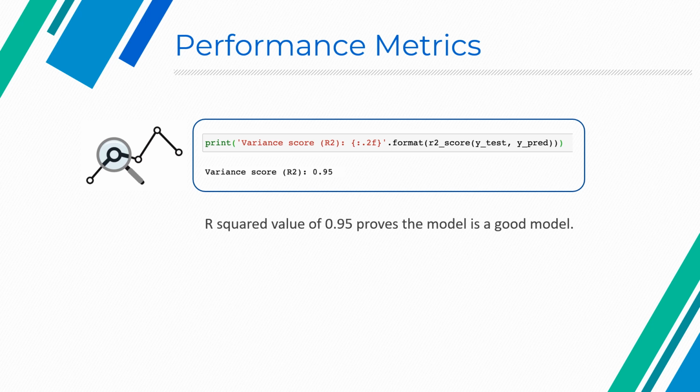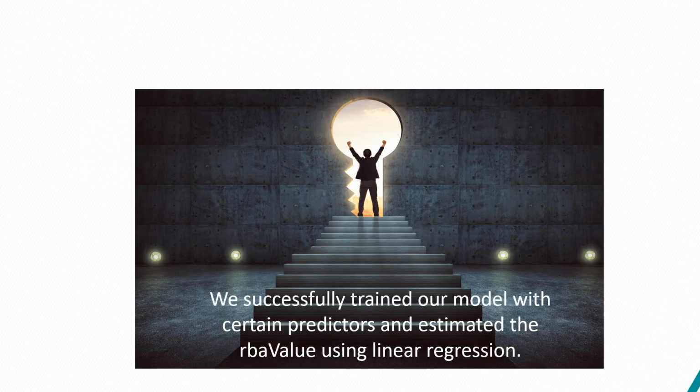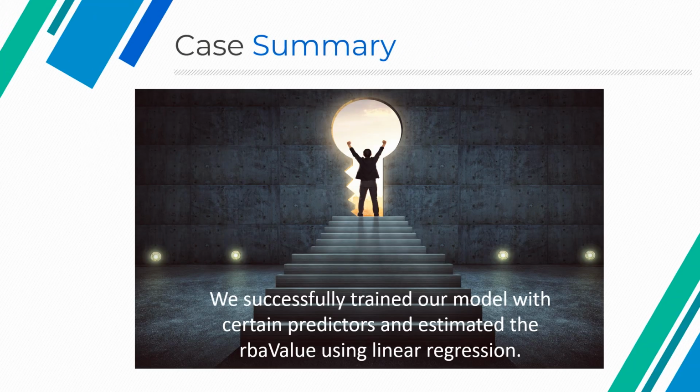We have a 0.95 R2 score, and we do want that in the upper 90s. Therefore, it shows that this is a very valid prediction based on the R2 score. This proves that our model is a good model, which means success. We successfully trained our model with certain predictors and estimated the RBA value using linear regression.